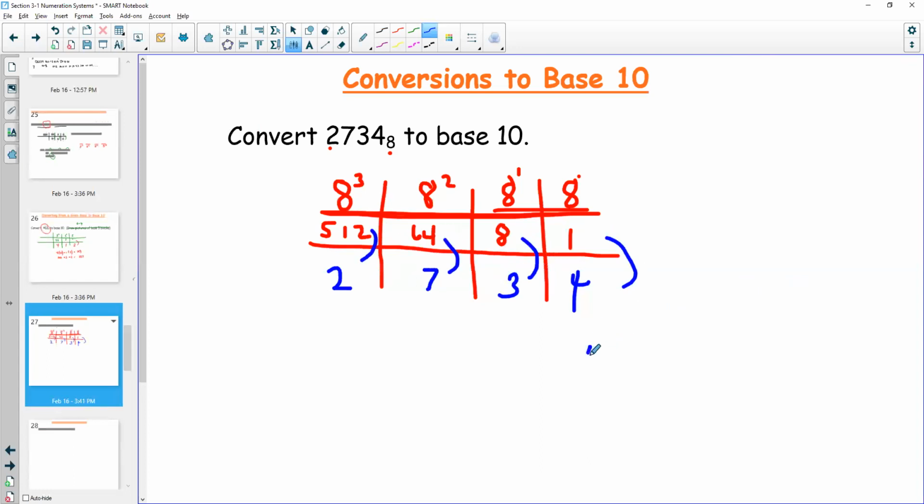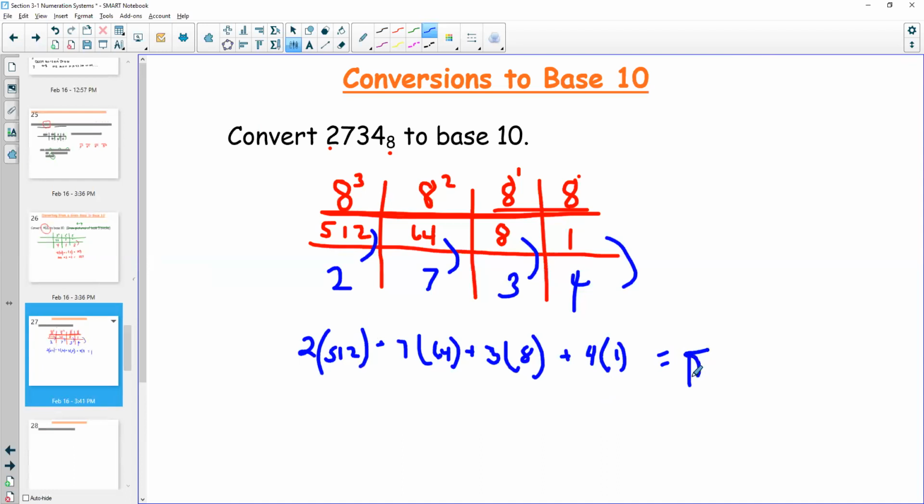So I have 4 1s. Here I have 3 8s. Here I have 7 64s. And here I have 2 512s. Okay, add up all that together. Interestingly enough, you should get, what number is that? 1500. Okay.